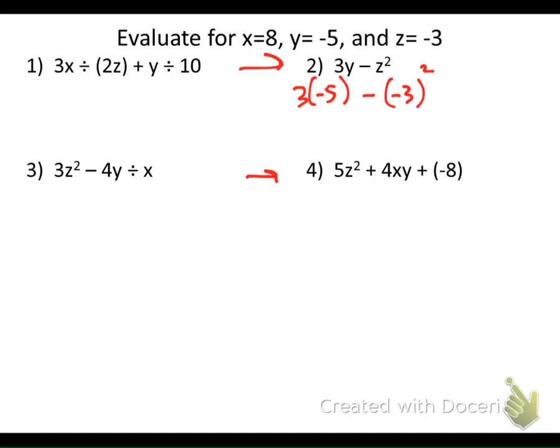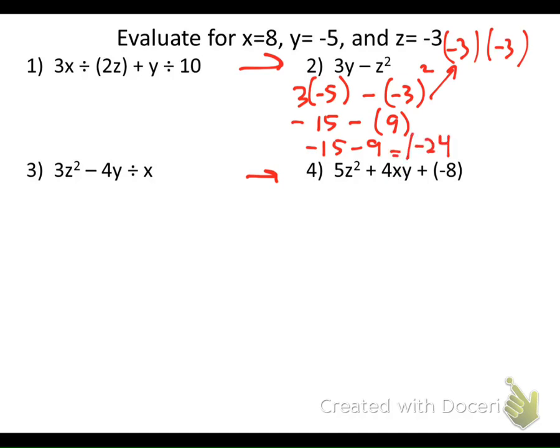Parentheses, exponents. So that's going to be negative 15 minus, now let's work this out, negative 3 squared is negative 3 times negative 3. It's 2 of them. It's really negative 3 times negative 3, which is positive 9. So based on this problem, this is really negative 15 minus 9. Signs are the same, so I add. You owe me 15 bucks, you owe me 9 bucks, you owe me, or negative 24.